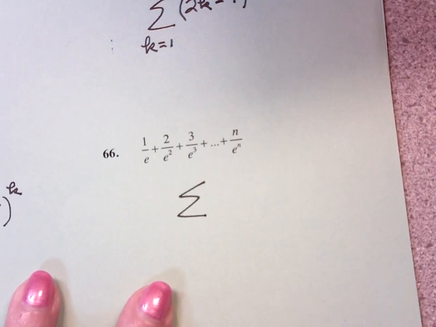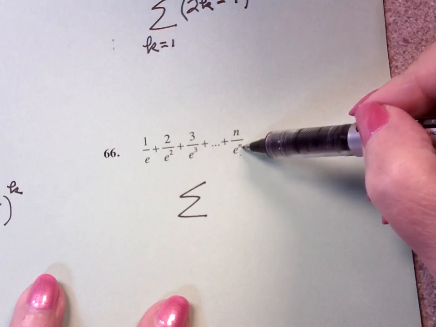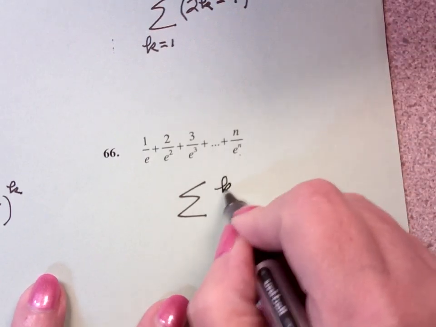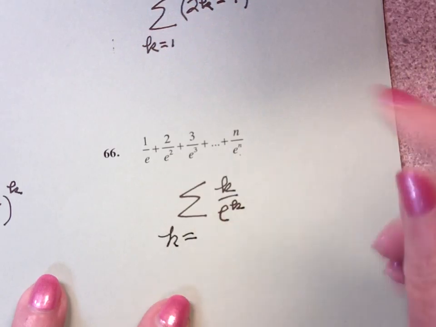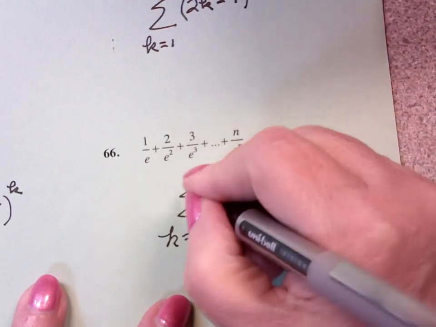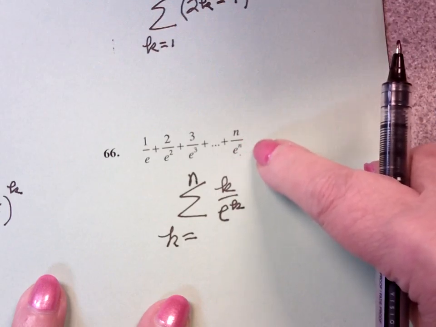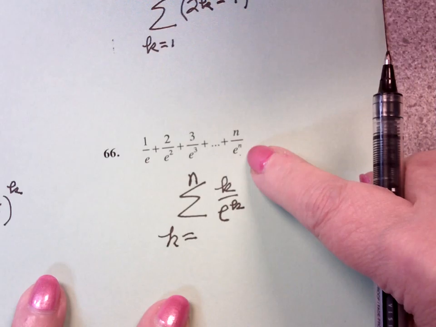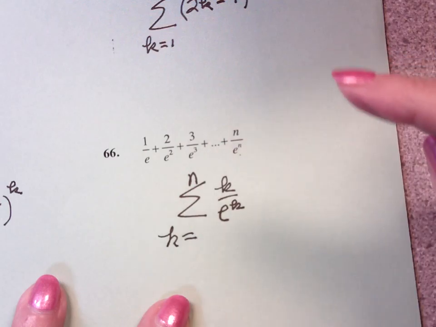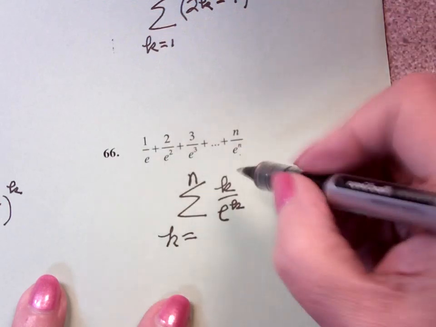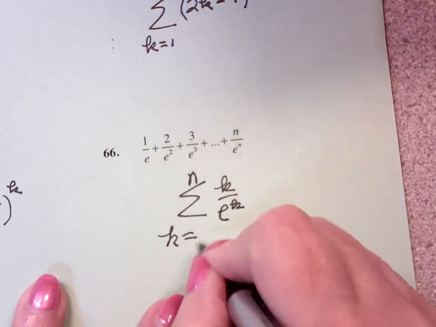So the sum, now I need to, this is n over e to the n, so my formula is going to be k over e to the k. Now it stops at n. Now if it had like 11 over e to the 11, it would stop at 11. If it had 5 over e to the 5, it would stop at 5. But the end point is n, so it stops at n. The question is, where does it start? Well, it looks like it starts at 1, because if k is 1, I have 1 over e to the 1, which is just 1 over e, so 1 to n.